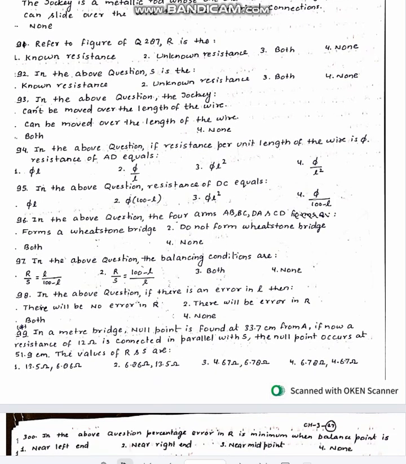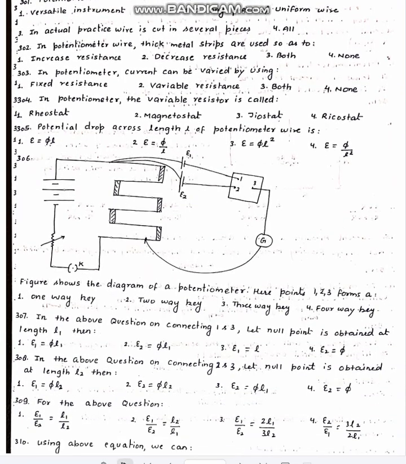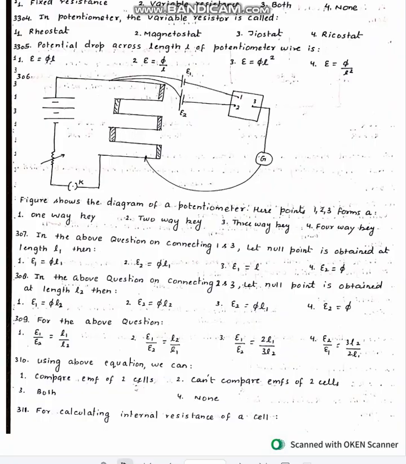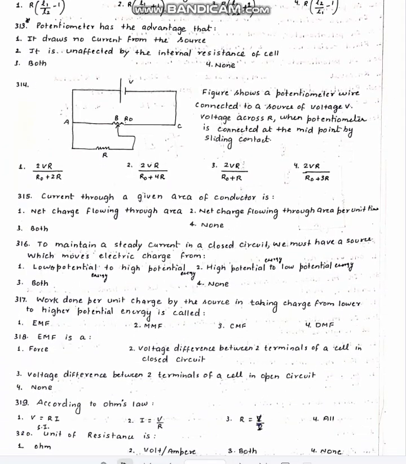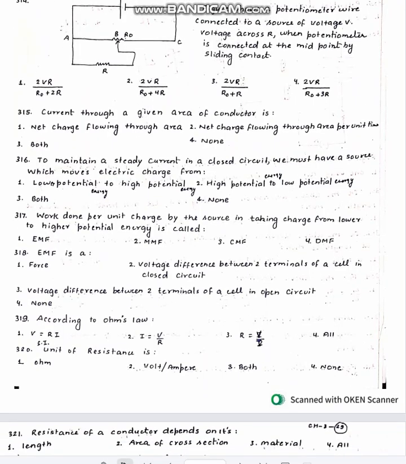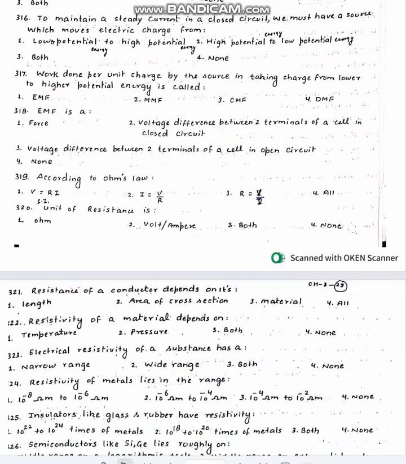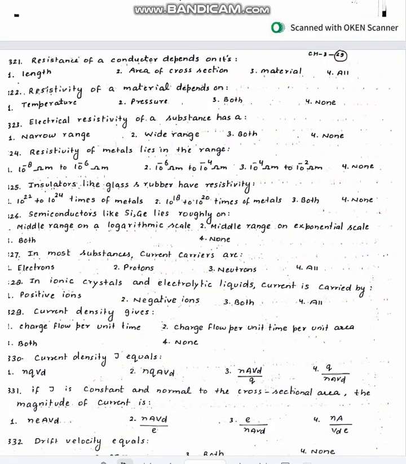Then we have concept of potentiometer and numericals based on potentiometer. Again, we have questions based on potentiometer in different cases. Like its dependency, it's used to find the EMF of a given cell and comparison of the EMF and obviously the internal resistance. Then we have a question based on rheostat and the calculations of potential difference across different points.